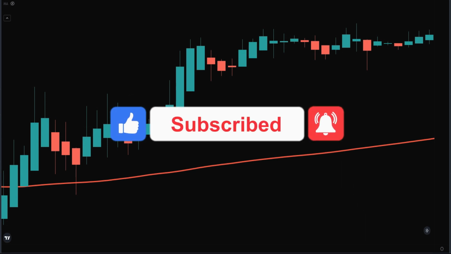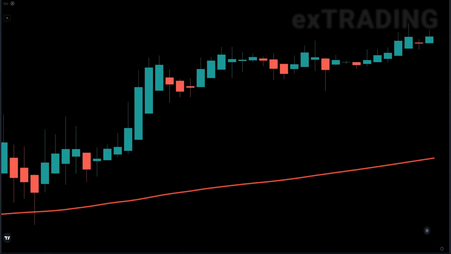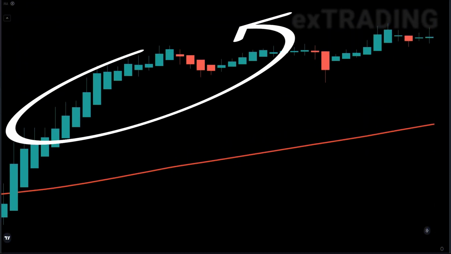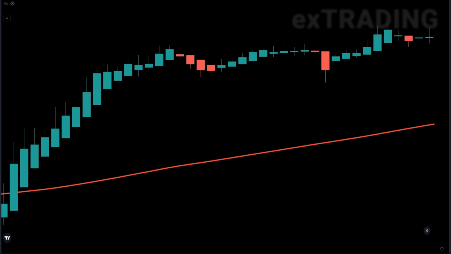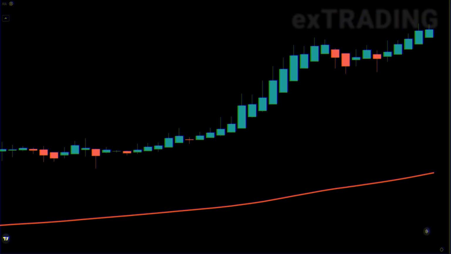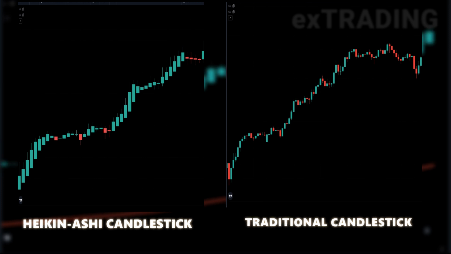Before we dive into the trading strategy, let's take a look how the Heikin-Ashi works. The Heikin-Ashi is a Japanese candlestick-based technical trading tool that uses candlestick charts to represent and visualize market price data. It is used to identify market trend signals and forecast price movements. The Heikin-Ashi method uses average price data that helps to filter out market noise.